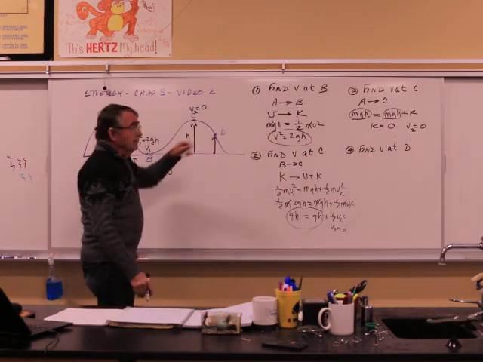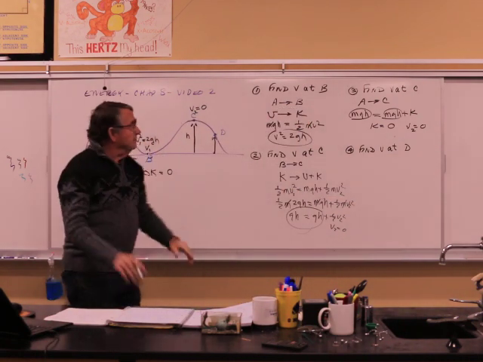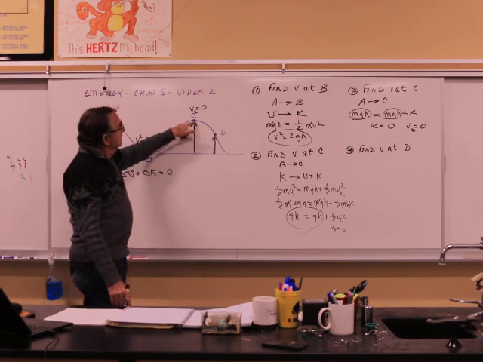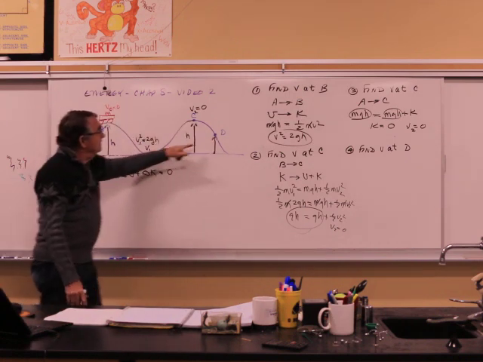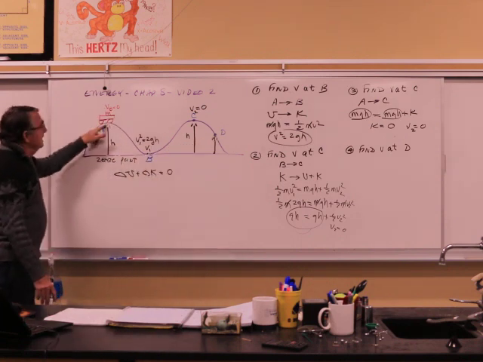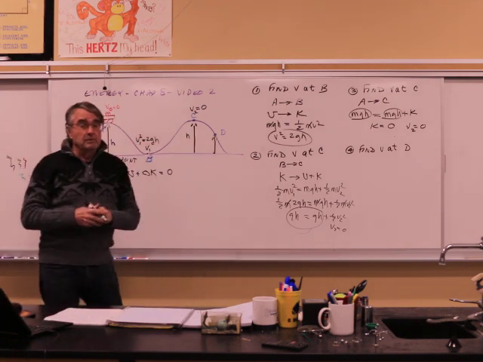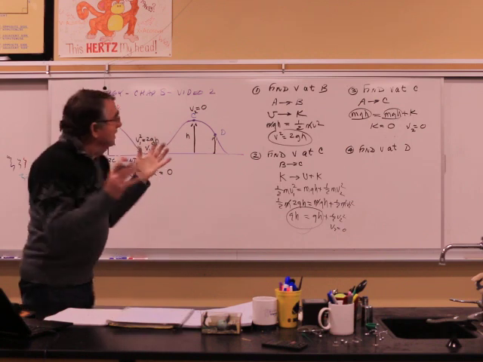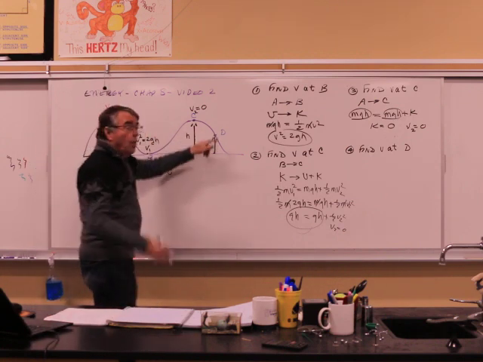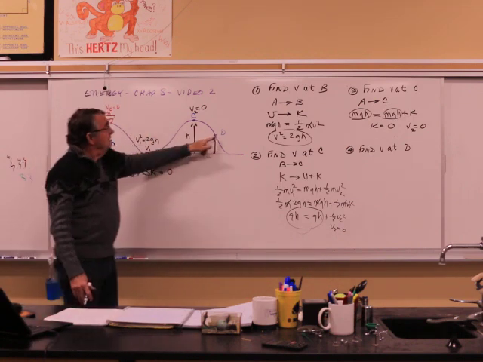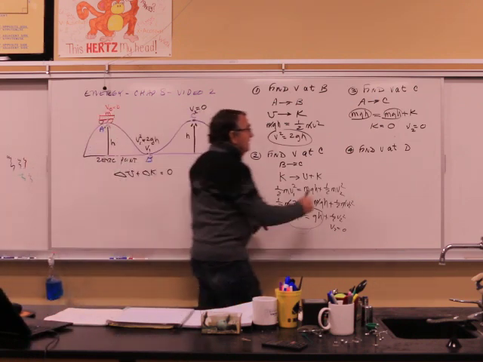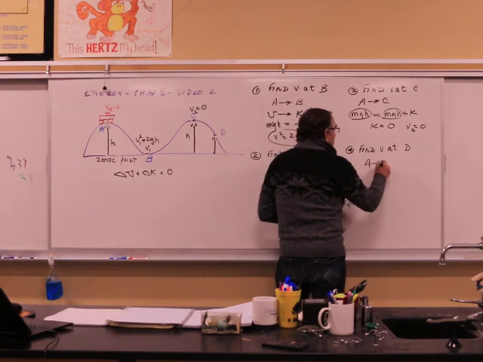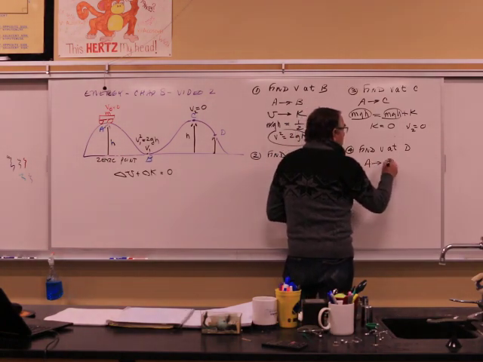There's point D. There's lots of choices. I can go from C to D. I could go from B to D. I could go from A to D. It doesn't matter. So it's my choice. Either C to D, or B to D, or A to D. Let's go from A to D.